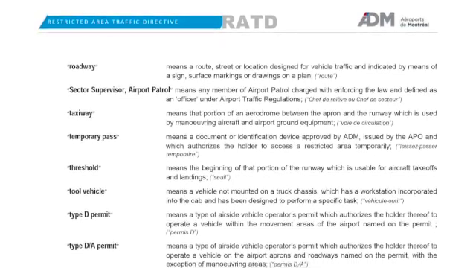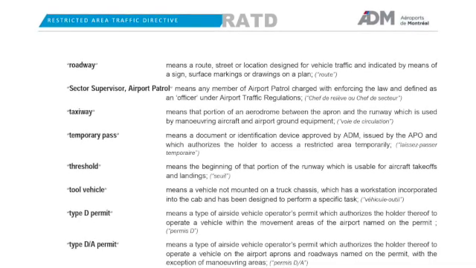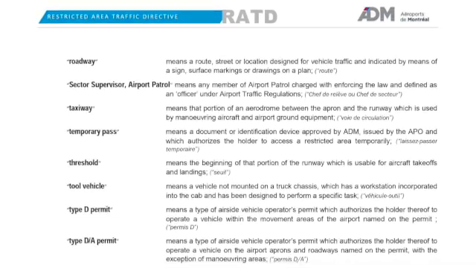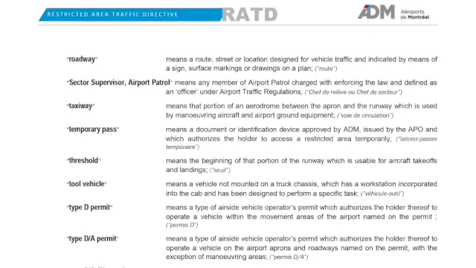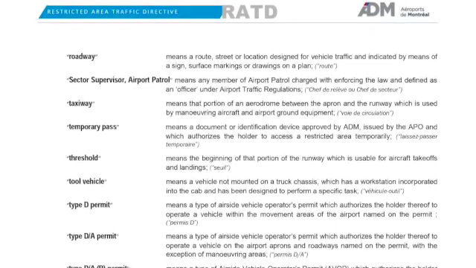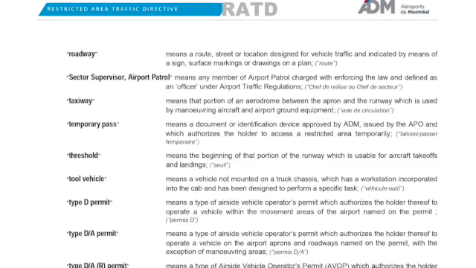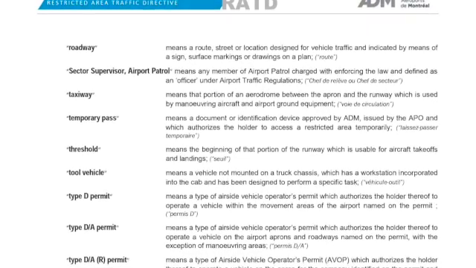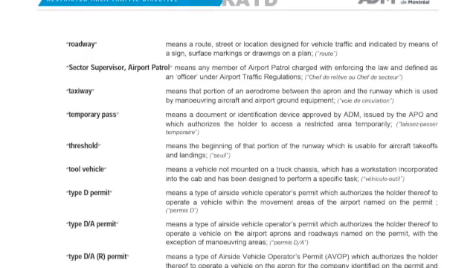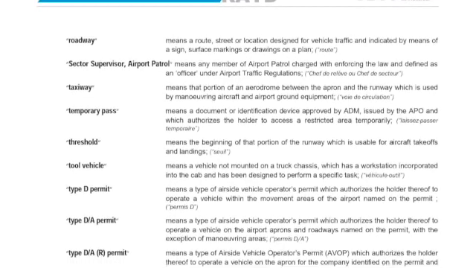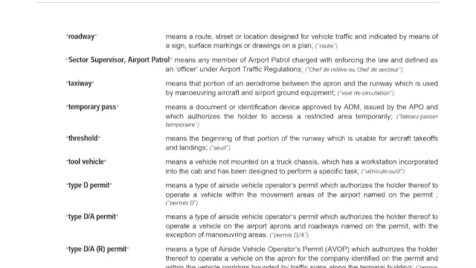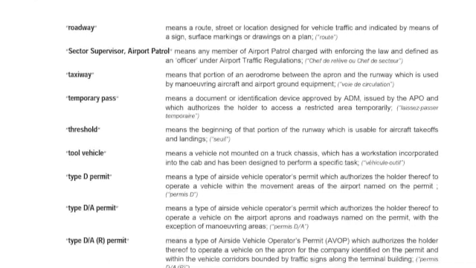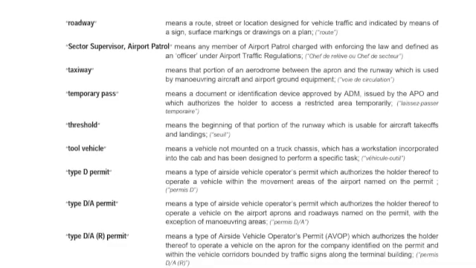Sector Supervisor, Airport Patrol means any member of Airport Patrol charged with enforcing the law and defined as an officer under airport traffic regulations. Taxiway means that portion of an aerodrome between the apron and the runway which is used by maneuvering aircraft and airport ground equipment. Temporary pass means a document or identification device approved by ADM, issued by the APO and which authorizes the holder to access a restricted area temporarily.